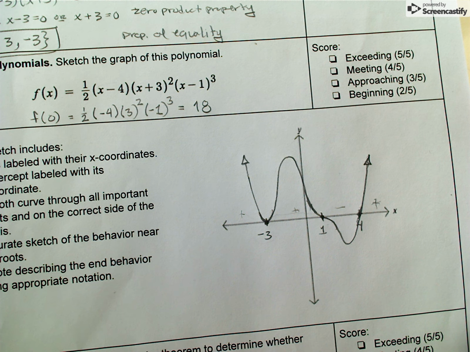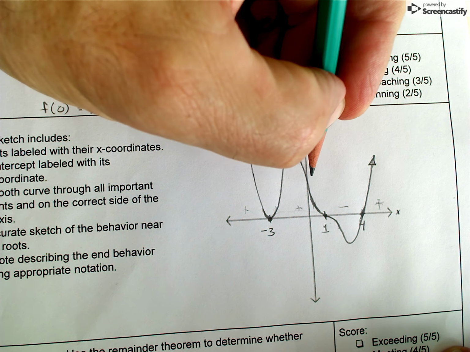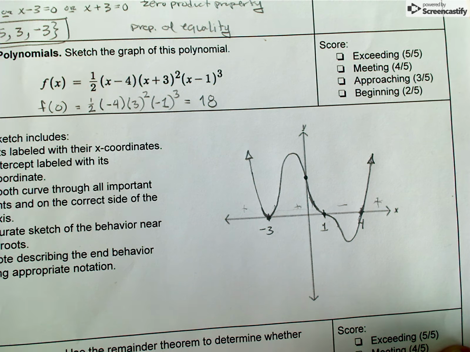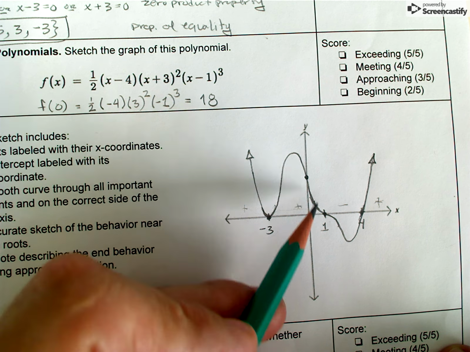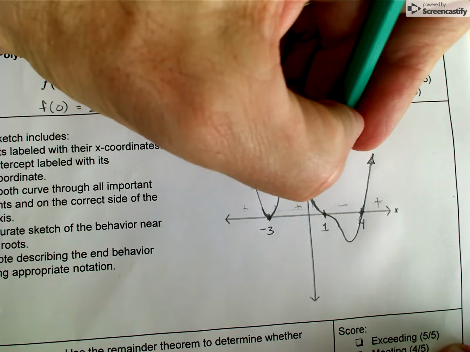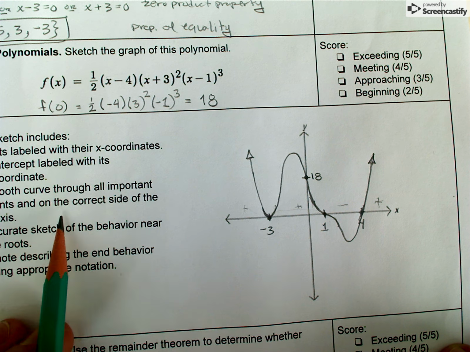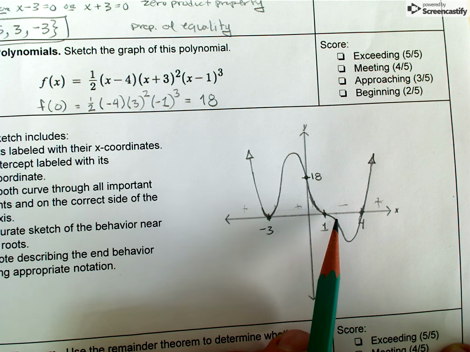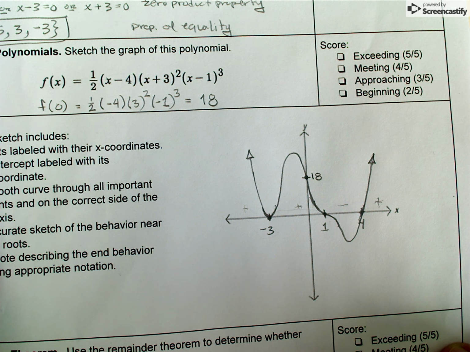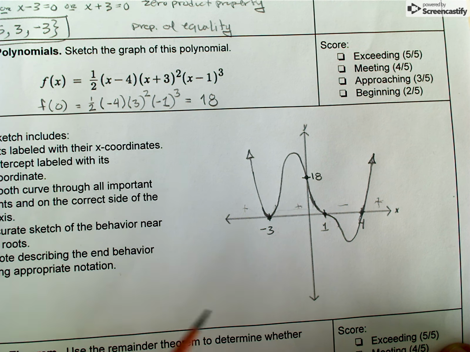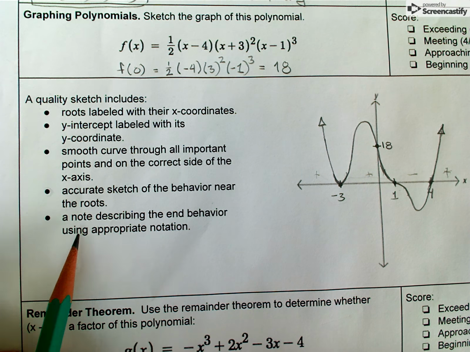And let me just run through my list real quick. I got my roots labeled with their x coordinates right there. My y-intercept, I've calculated it. Let me just label it with its y coordinate. Here it is. Notice I put the point on there after I draw my curve. It's just a little easier to draw my curve without having to aim for a point that I drew already. So I label that. I got my smooth curve through all the important points and on the correct side of the axis. It only dips below the x-axis here between 1 and 4. And I took careful attention to draw the right behavior near the roots. And so my graph is done. It's beautiful. I love it.